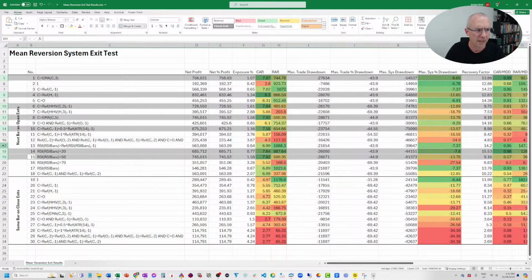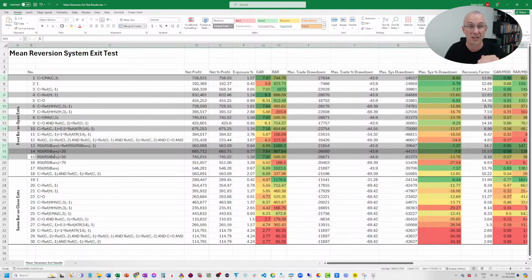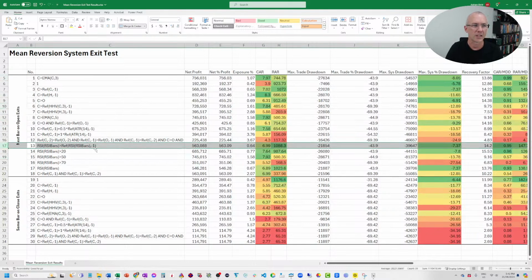Then I'm going to highlight this one, and then we've got the RSI exits, which are a pretty typical mean reversion exit. If the RSI crosses above 20 or above 50, it performs fairly well. This one is interesting: the RSI is higher than the RSI was yesterday. What that means is in a mean reversion system, the RSI is typically falling and our entry is the RSI crossing below 5. And this exit exits the first day that the RSI moves up.